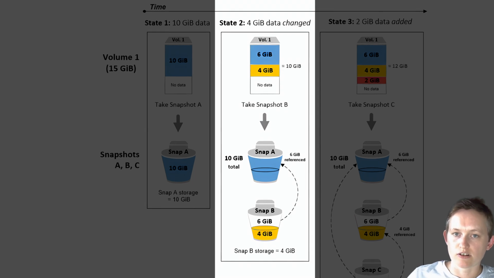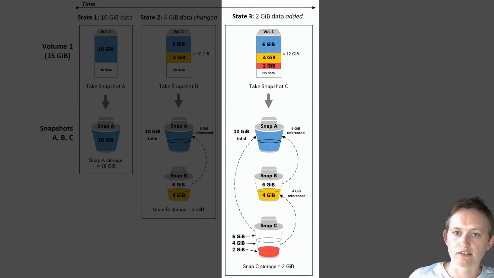Then with state 3, new data has been added to the volume after snapshot B. We now have a 12 gigabyte volume. When we create snapshot C, we're only backing up those 2 new gigabytes to S3, and snapshot C will then reference the 4 gigs from snapshot B and the 6 gigabytes from snapshot A.